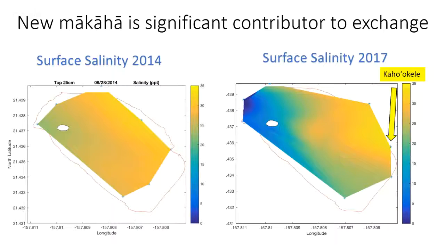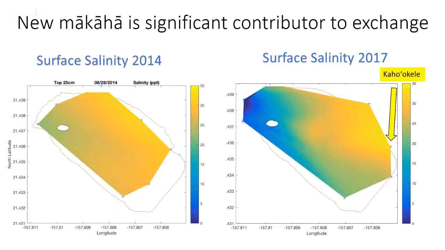And you can also see the difference from 2014 to 2017 in salinity. So we have much more freshwater influence in 2017. And we think that this might be because they removed mangroves around this section of the wall. And so the freshwater can flow much more freely into the fish pond.